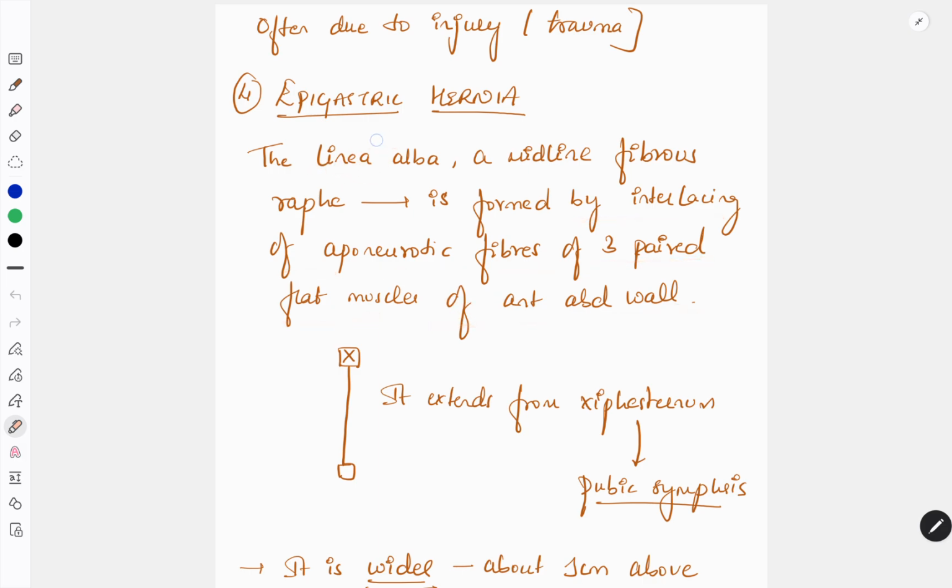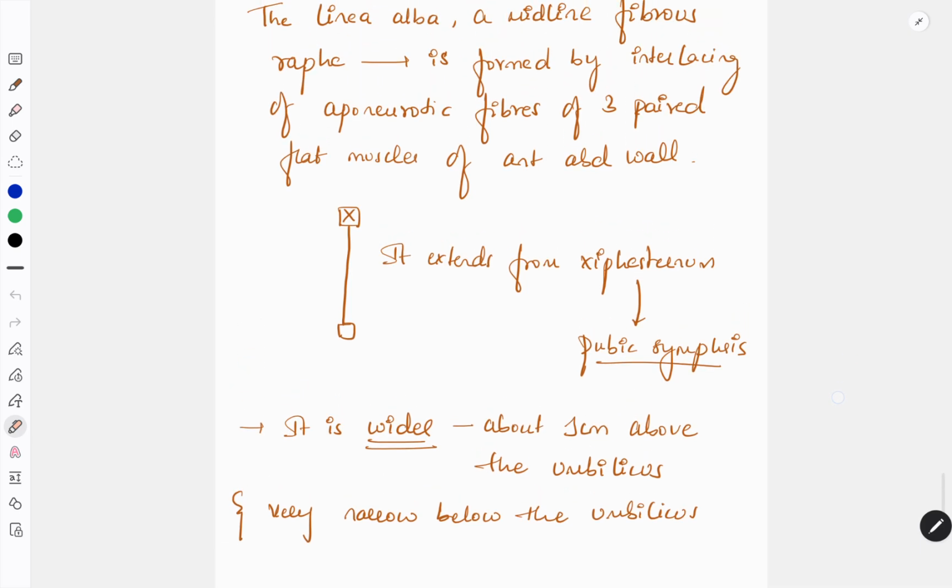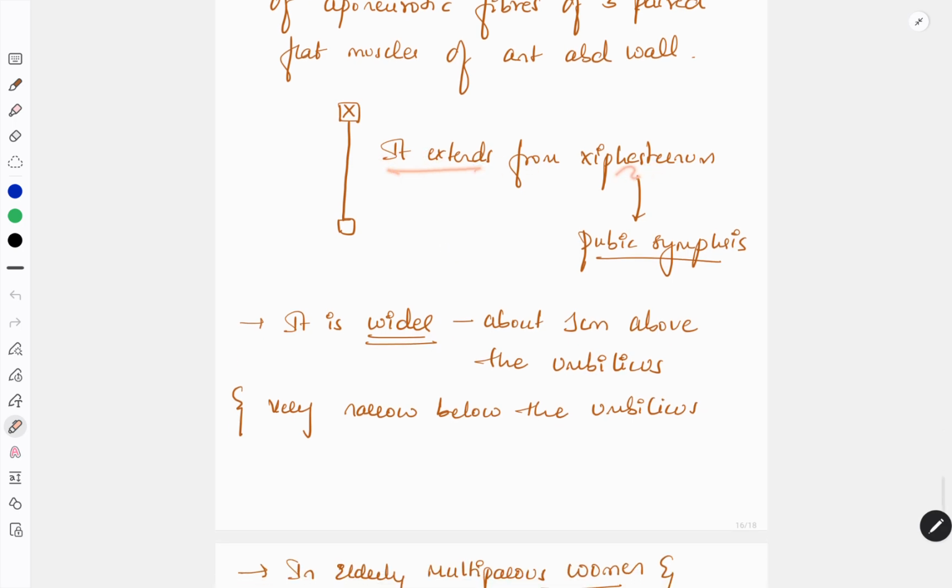This point is not that important, just talking about linea alba. And what is it? Linea alba is nothing but a fibrous midline raphe that is present in your abdomen, and it is formed by aponeurotic fibers of these three paired flat muscles, that is your external oblique, internal oblique, and transverse abdominis. It extends from your xiphisternum to the pubic symphysis. Just check once if those are the only three flat muscles. I'm pretty sure they are, but I want you to check it also. So this is your linea alba extending from xiphisternum to your pubic symphysis.